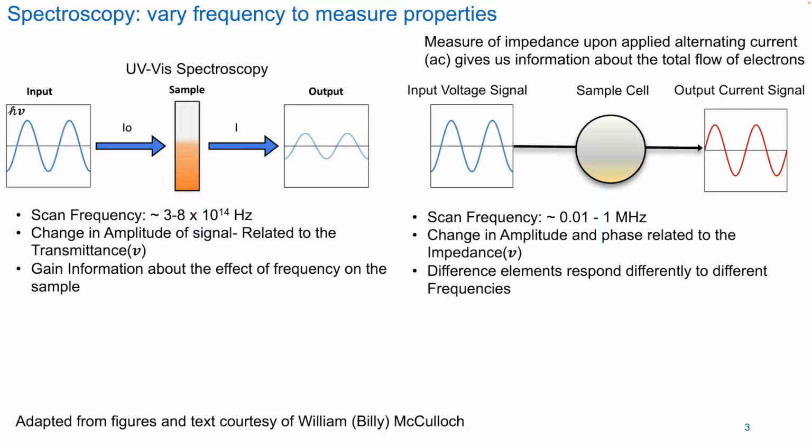In EIS, we can measure impedance upon applied alternating current, which will give us information about the total flow of electrons. And the change in amplitude and phase are related to the impedance.